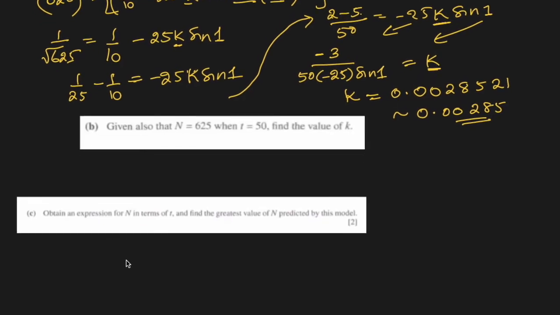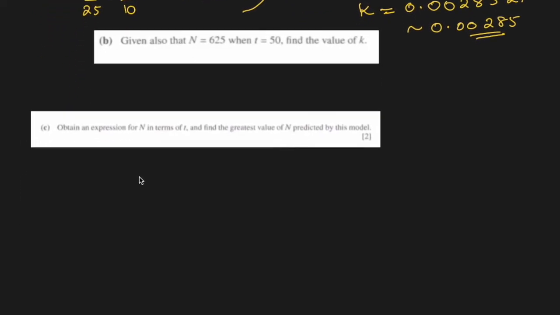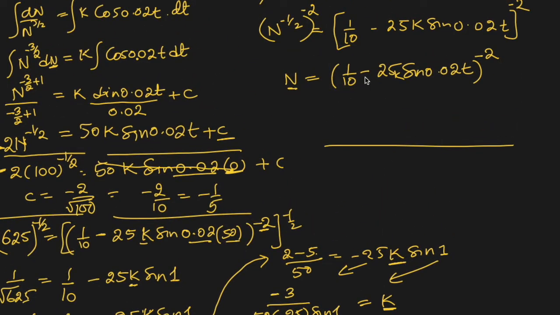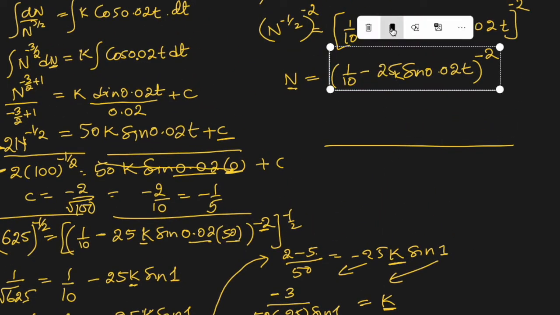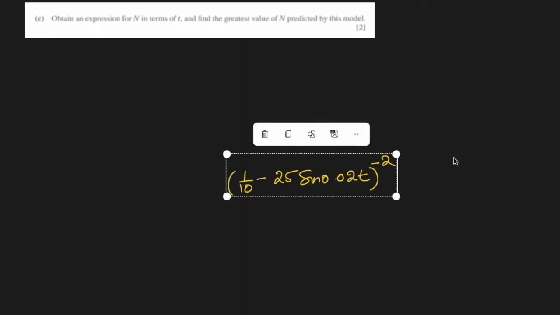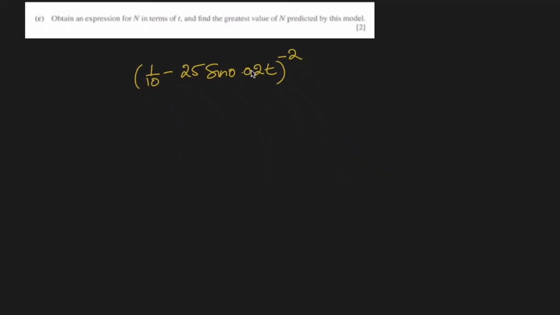Obtain an expression for n in terms of t and find the greatest value. Okay, we already found that one, which was this one. Let me copy this and paste it here. Okay, this is the value for n. We got it. Greatest value for n.